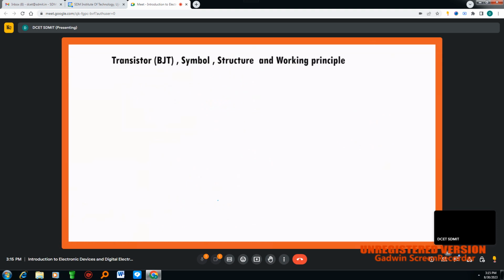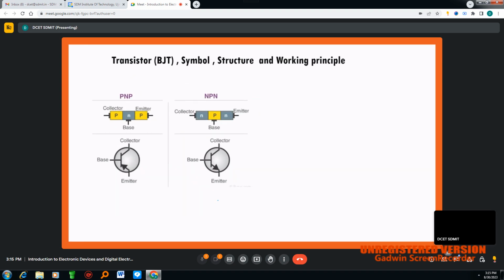Next we'll proceed to the next topic, like the last topic, something called the transistor symbol, structure and working principle. Now you can observe, like the diode, we construct the transistor also; it is a semiconductor device. Here the transistor is constructed using three materials: P material, N material and P material. This type of construction we call a PNP transistor.